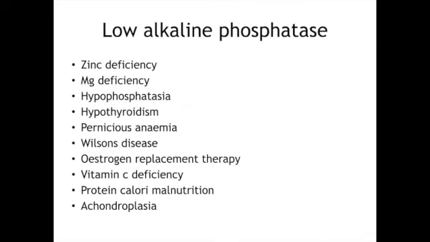So sometimes you may see very low alkaline phosphatase, especially in patients with zinc deficiency, magnesium deficiency, hypophosphatasia, etc. This may be a clue in patients with Wilson disease. When they develop acute liver failure, if the alkaline phosphatase value, it will be very low. And if you did not make a diagnosis of Wilson disease, this may actually give a clue.